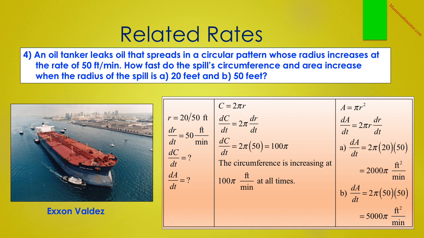One of the most famous oil spills occurred in Prince William Sound, Alaska in 1989 when the Exxon Valdez struck a reef and spilled 11 million gallons of crude oil in the next few days. Oil spills have happened throughout history, but this one wasn't discovered for hours. And like the problem we just solved, the longer the time, the greater the radius, and the faster the area of the spill increases.